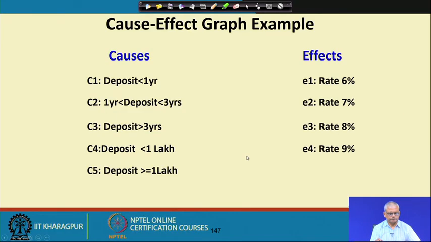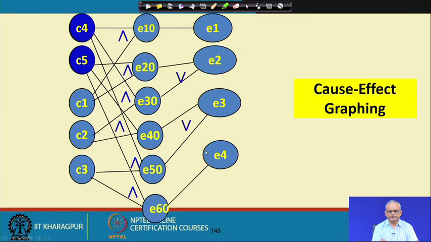If you look here, C1, C2, C3 are the duration of the deposit, C4, C5 are the amount of deposit, whether it is greater than 1 lakh or less than 1 lakh. Now, if the deposit is less than 1 year and the amount deposited is less than 1 lakh, then the rate of interest is 6%. If the deposit is for more than 1 year and the amount deposited is less than 1 lakh, then it is 7%, and so on.